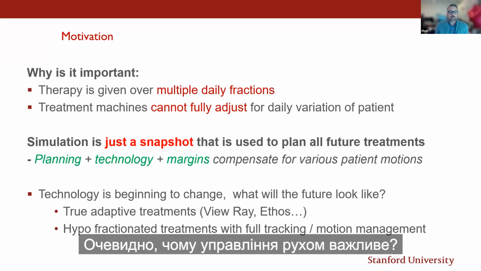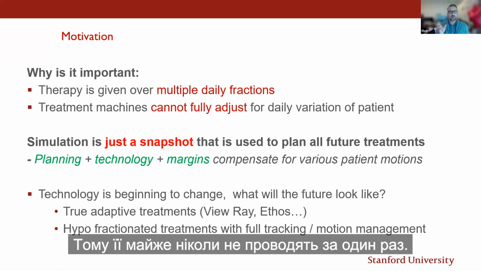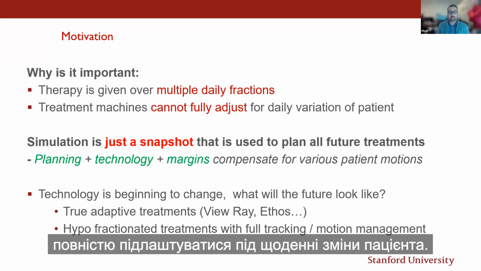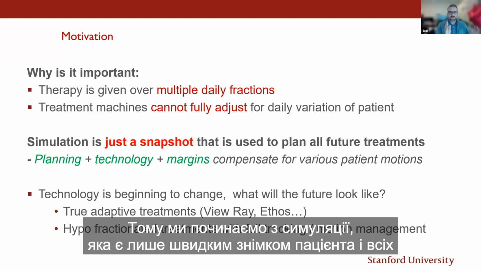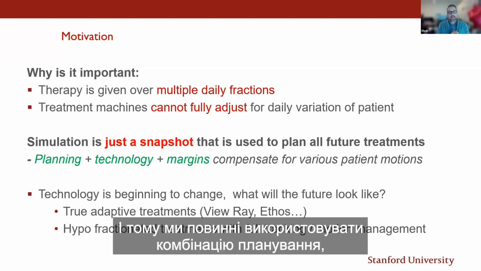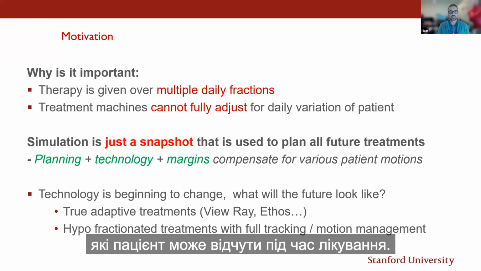So obviously, why is motion management important? Radiation therapy is often given over multiple daily fractions. So it's almost never given in one single go. And our treatment machines currently cannot fully adjust for the daily variation of a patient. So we start with a simulation, which is just a quick snapshot of a patient, and all our future treatments are planned on this. And so we have to use a combination of planning, technology, and target margins to compensate for all these potential motions that the patient can experience during their treatment.